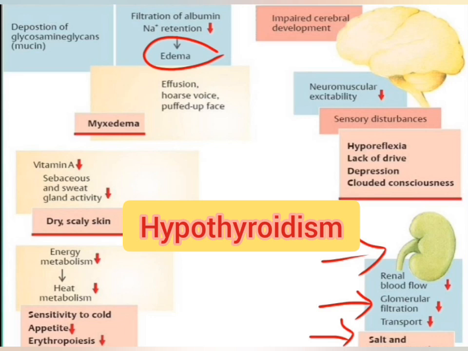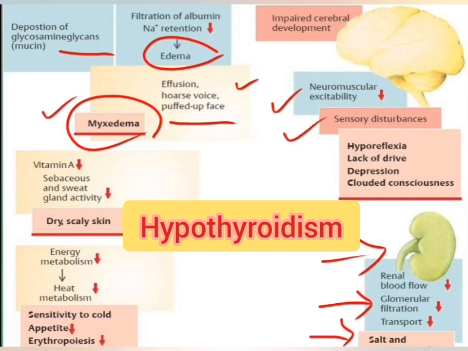And there is a condition called myxedema, and this is due to deposition of glycosaminoglycan and hyaluronic acid, which are the components of connective tissue, going to deposit under the cutaneous, subcutaneous tissues, and also under some viscera like the larynx, producing hoarseness of the voice and a puffed up face. This condition causes myxedema. And there is also decreased neuromuscular excitability, causing sensory disturbances and hyporeflexia, lack of drive, depression, and clouded consciousness. And in the neonate, it is going to decrease development of the CNS, causing impaired cerebral development.